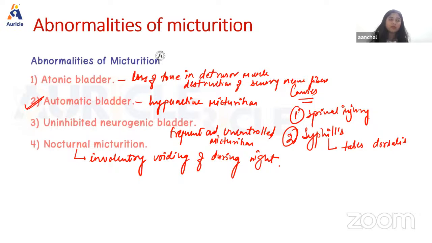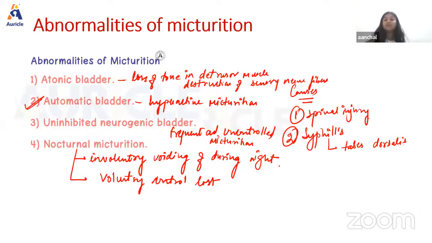Bedwetting is due to nocturnal voiding of urine, and it occurs due to absence of voluntary control. Here voluntary control will be lost, and it is a very common process that occurs in children, in infants also, and it is because of incomplete myelination of motor nerve fibers of the bladder. When myelination is completed, voluntary control of micturition gets developed, and bedwetting will stop.